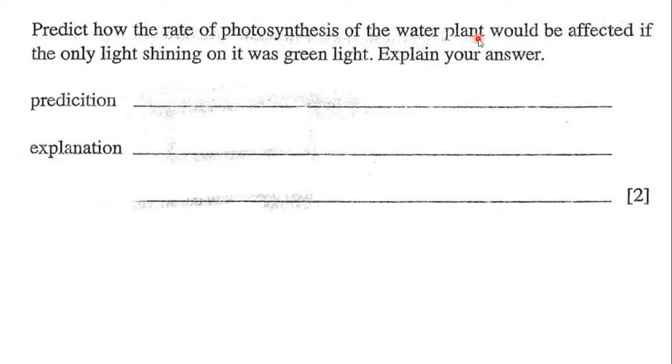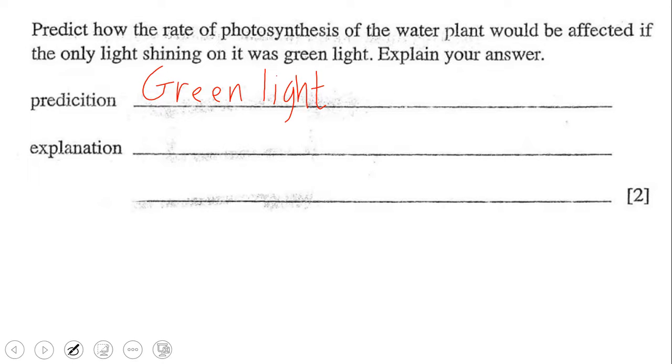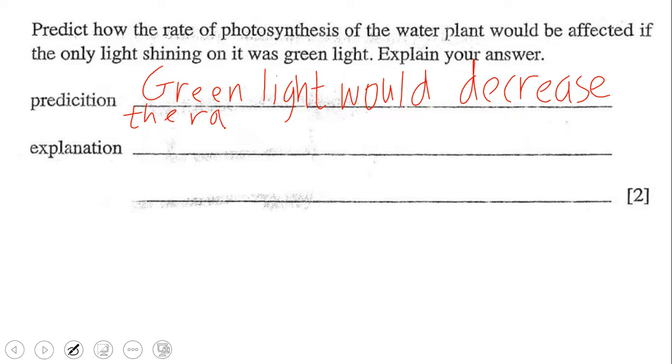How would the rate of photosynthesis of that water plant be affected by the shining of green light? If we shine green light on that water plant, will it increase the rate of photosynthesis? Will it decrease the rate of photosynthesis? What's going to happen? Green light would decrease. So this is our prediction, that green light would decrease the rate of photosynthesis. Now the question is, why?